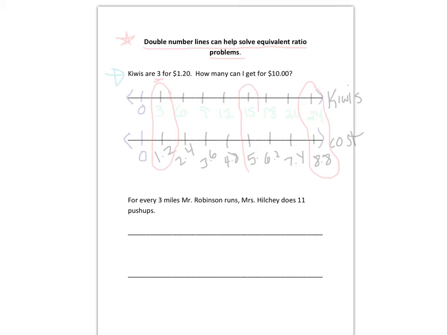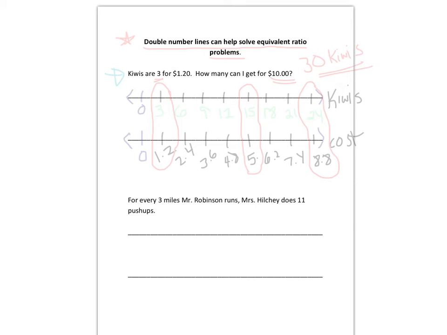5 for $15 is going to help me though, because if I have $10 and 5 or $15, I know I can get 30 kiwis for $10. That would be my answer.